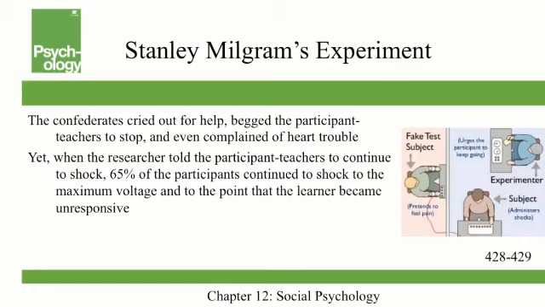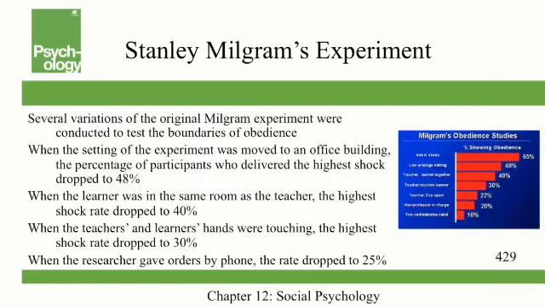Now, the participants gave, or believed they gave, the learners shocks, which increased in 15-volt increments all the way to 450 volts. The participants did not know that the learners were confederates and that the confederates did not actually receive shocks. So that is one of the teachers there thinking he's giving a shock. The confederates cried out for help, begged the participant teacher to stop, and even complained of heart trouble. Yet, when the researcher told the participant teachers to continue to shock the learners, 65% of the participants continued to the shock all the way to the maximum voltage, and to the point where the learner was non-responsive.